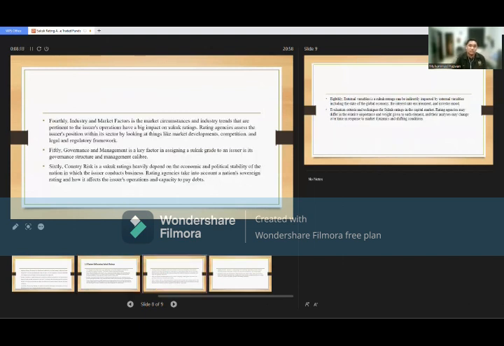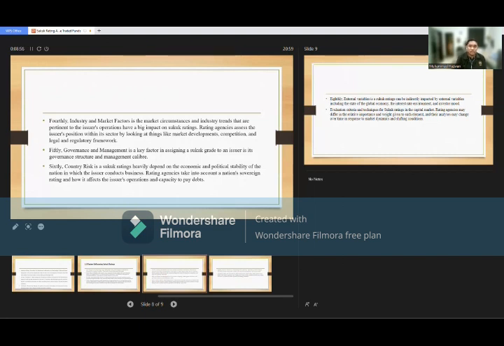So, and also the fourth is industrial market factor. The circumstances and industry trends that are pertinent to the issue have a big impact on the market of Sukuk ratings. Rating agencies also assess the issuer's position by sector, looking at things like market development, competition, and the legal and regulatory framework. And the fifth, governance and management, is a key factor in assigning a Sukuk grade to an issuer. Is it governance structure and management caliber?